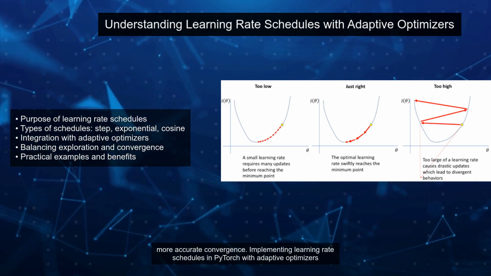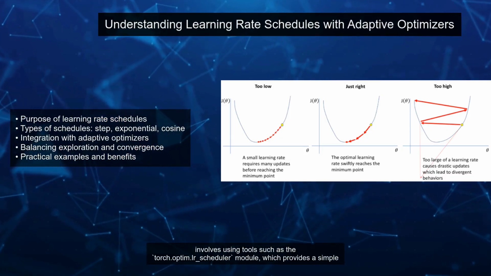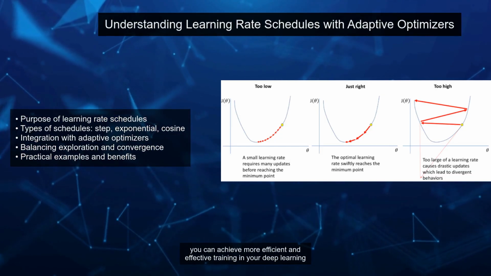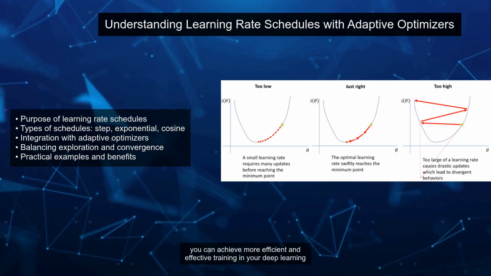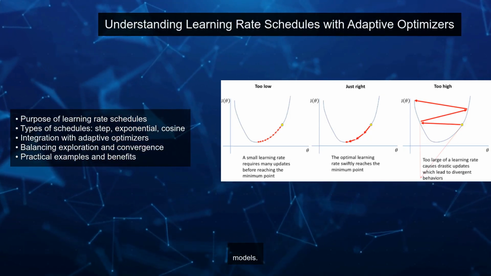Implementing learning rate schedules in PyTorch with adaptive optimizers involves using tools such as the torch.optim.lr_scheduler module, which provides a simple interface for integrating various scheduling strategies. By understanding and applying these schedules, you can achieve more efficient and effective training in your deep learning models.